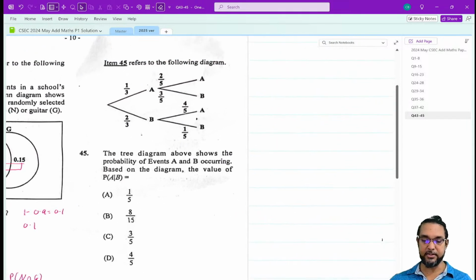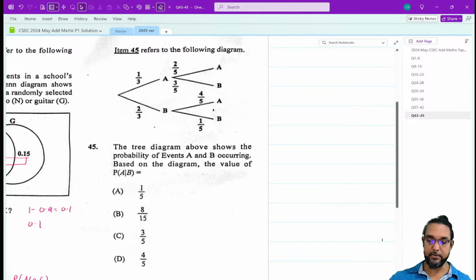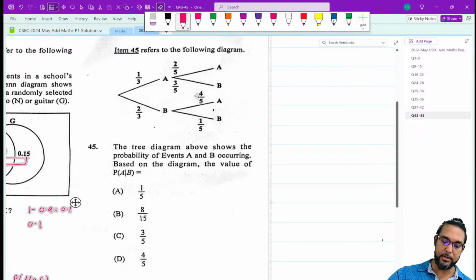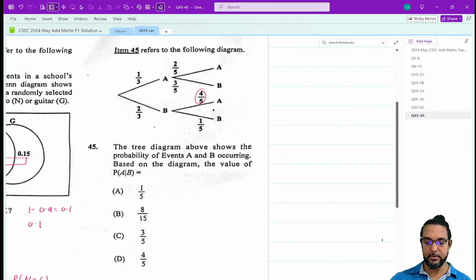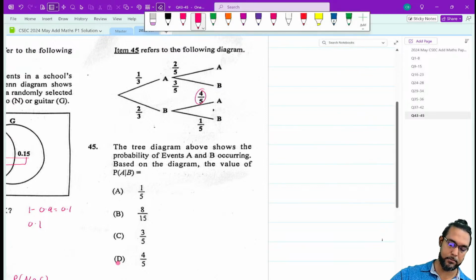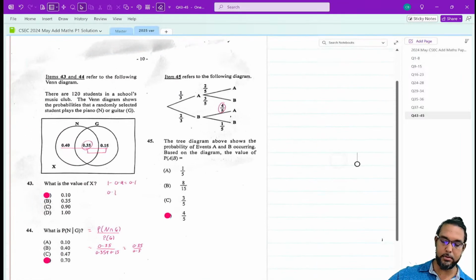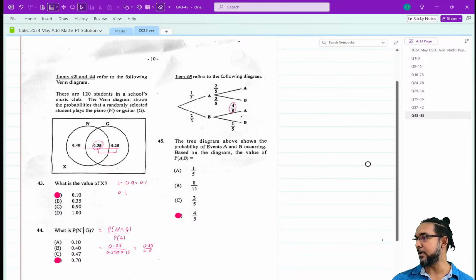Okay, and the last question, item 45, refers to the following diagram. The probability of A is a third, and then it's 2/5 or 3/5 for A given A and B given A respectively. The tree diagram shows the probability of events A and B occurring. Based on the diagram, the value of the probability of A given that B has already occurred is 4. Right, and there you have it. That's the solution to the May 2024 Add Math Paper 1.